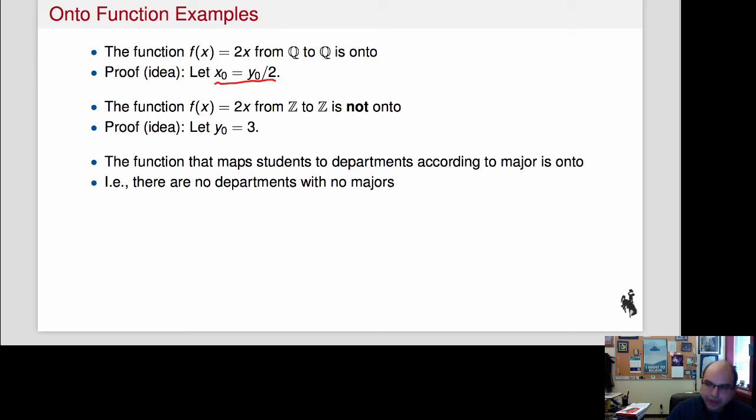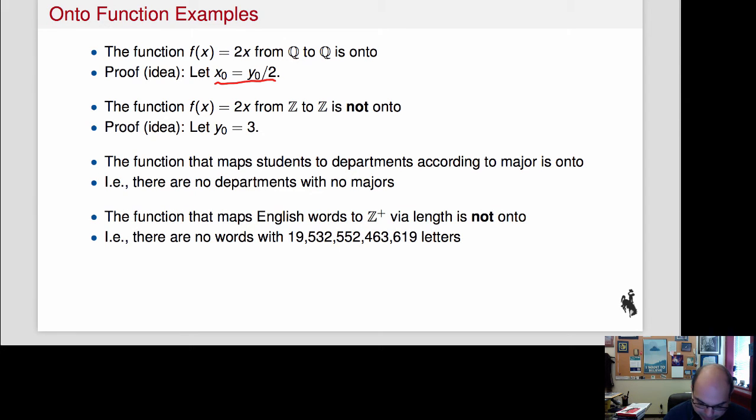Now, I know that we said that this is not a function, and it's not a function, but let's just imagine that students have only one major, right? So the function that maps students to departments according to the major would be onto, because we wouldn't want to have a department that doesn't have any majors, right? So you could actually look at it that way. And that's kind of a non-mathematical example of ontoness.